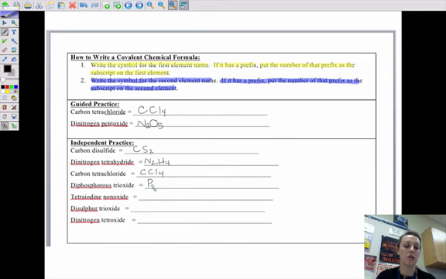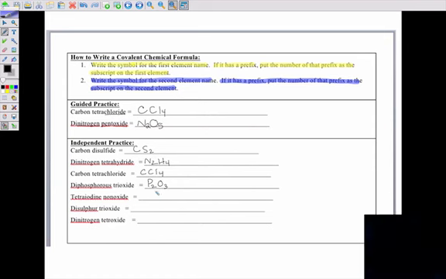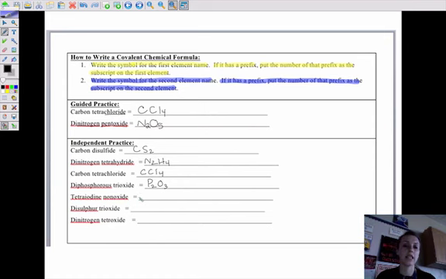diphosphorus trioxide would be P2O3. Tetraiodine is I4, nonoxide would be O9. Disulfur trioxide is S2O3. And last but not least, dinitrogen tetroxide is N2O4.